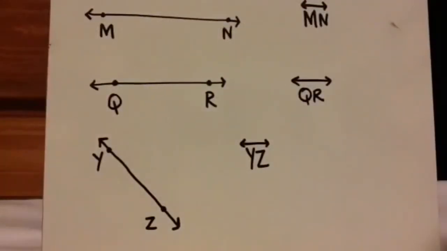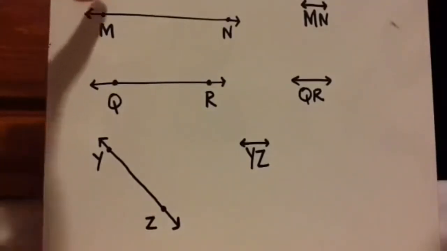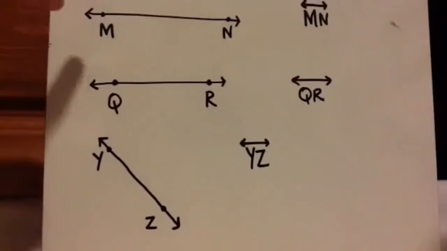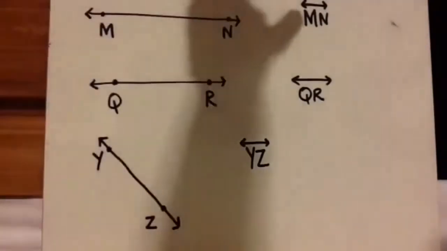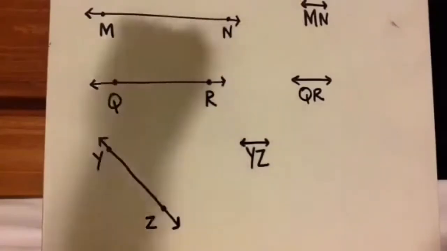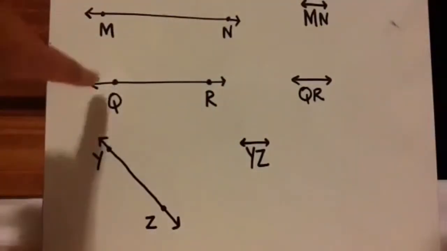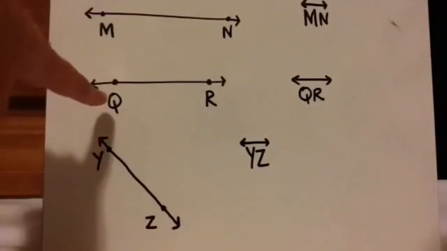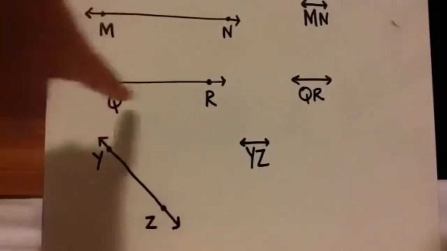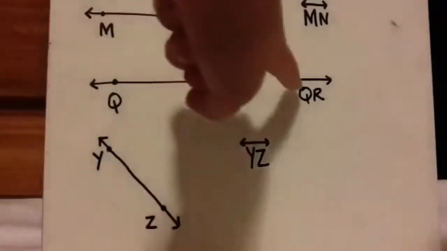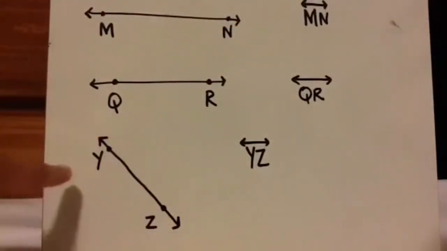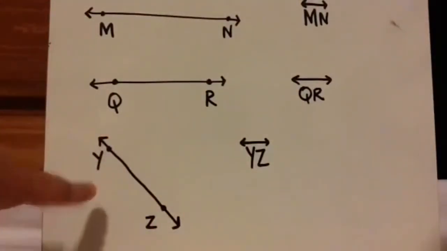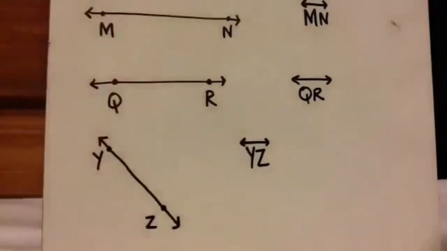Let's look at some examples. This has arrows on both ends, so we know it's a line, and there's an M and an N. So we call it line MN, and this is how we write it. This one is another line. It has 2 arrows. Q and R are the points in it. So you call it line QR. This one's going this way, but it's still a line because both ends have arrows, so you call it line YZ.